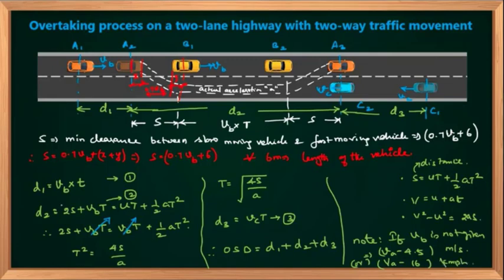If VB is not given, they will say at least A is moving at a design speed of 100 kmph. So therefore, what is the speed of the slow moving vehicle? You can say it as 100 minus 16, that is 84 kmph. That's all, like that. Is that clear? This is called the overtaking sight distance. Shall we proceed?